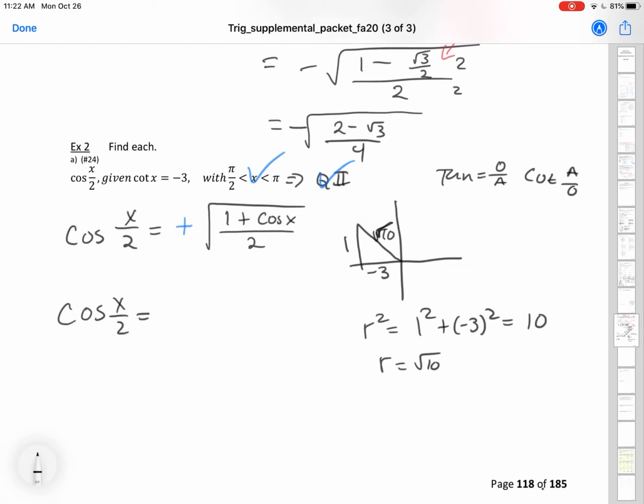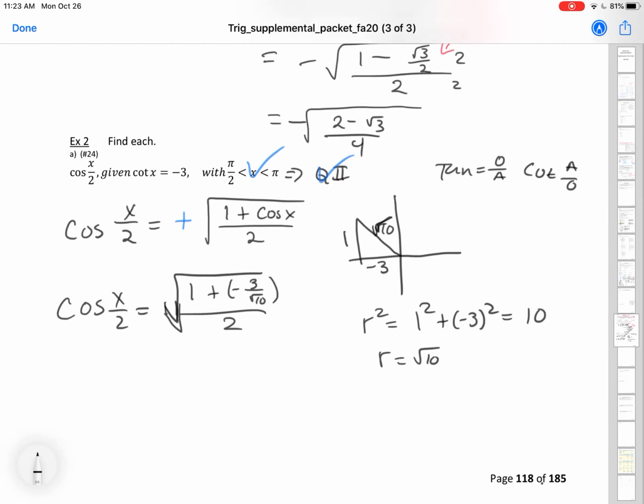Cosine of x over 2 I don't know, but I can figure it out because it's the square root. I'll leave off the plus this time. 1 plus, and the cosine of x, this second quadrant angle, is going to be a negative 3 over root 10, adjacent over hypotenuse. And that's all over 2. And that 2's underneath the radical, right? I don't know if it's been clear that whole time, but it is underneath the radical.